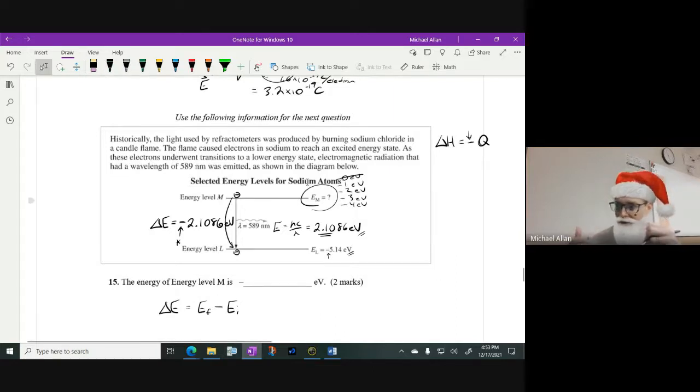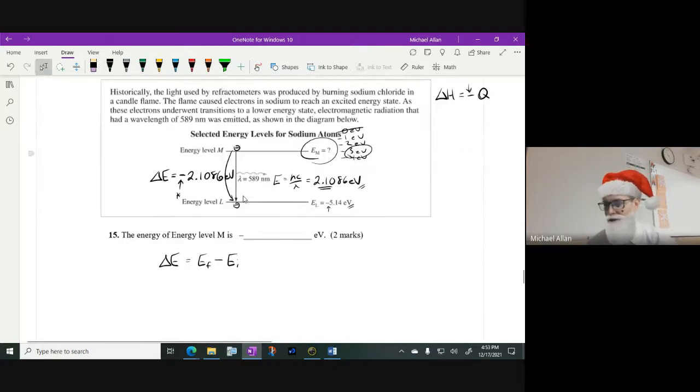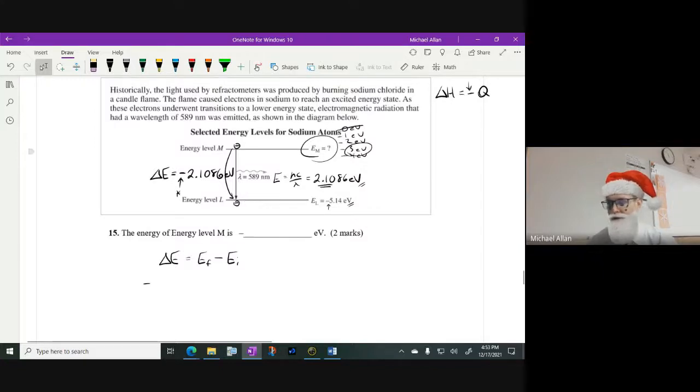Or you could just use your common sense and knowledge now and think, okay, this has got to go up. I've got to increase my energy. I'll just add this number to it. And I'm going to get somewhere in like the negative 3s range. Well, let's actually figure out exactly what it is here. We're at negative 2.11 electron volts. My final, because it went down there, is that negative 5.14 electron volt number. I'm trying to find this initial, which happens to be M in this case. I'll just put M there.